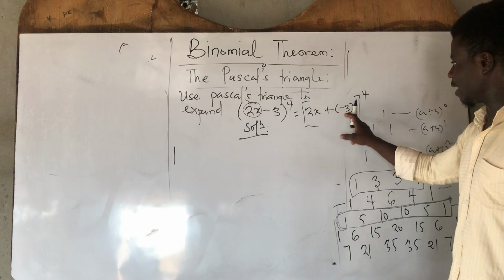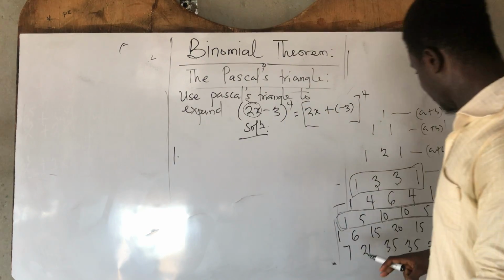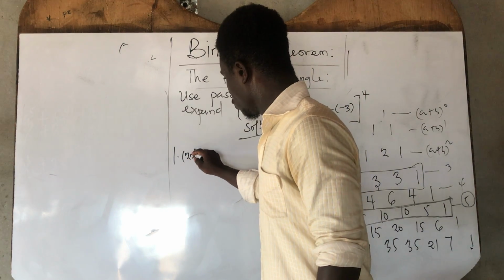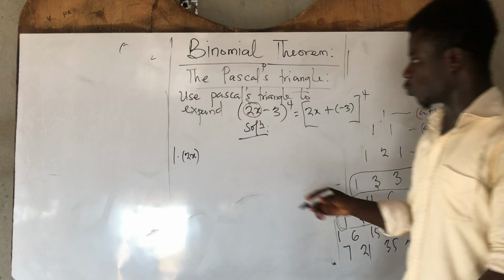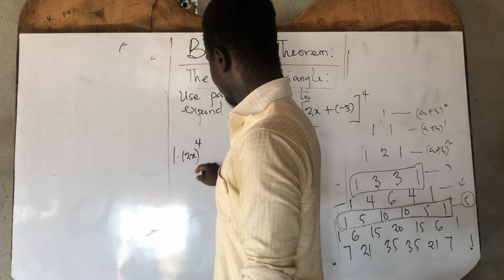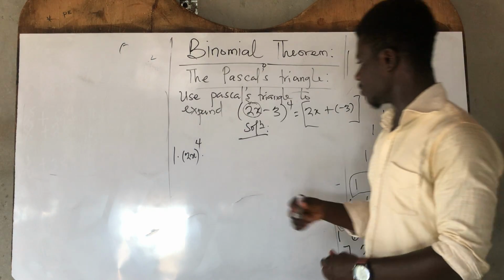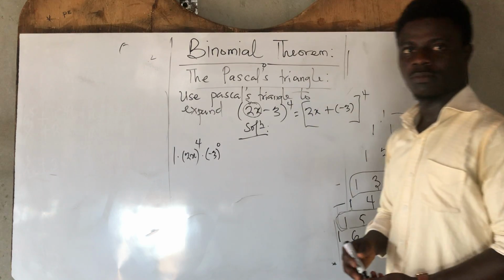Right. So now we know that we have 1, 2x then minus 3. So now 1 times this 2x is decreasing, but it will start from the highest power, which is 4. Then it will decrease. Then times this minus 3 is increasing, so it will start from the lowest power, which is 0.